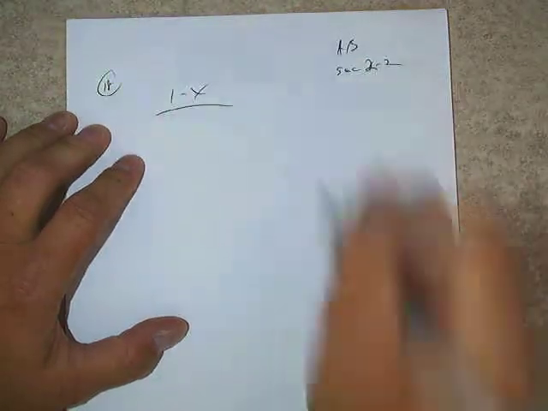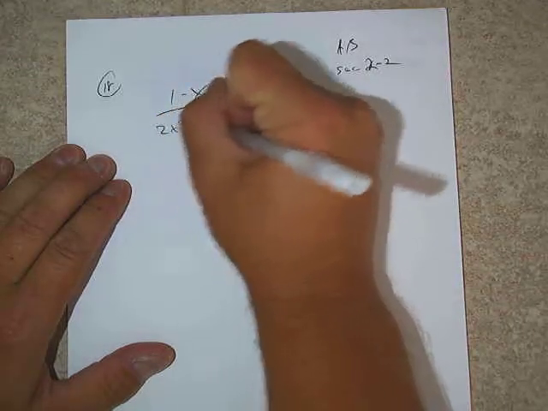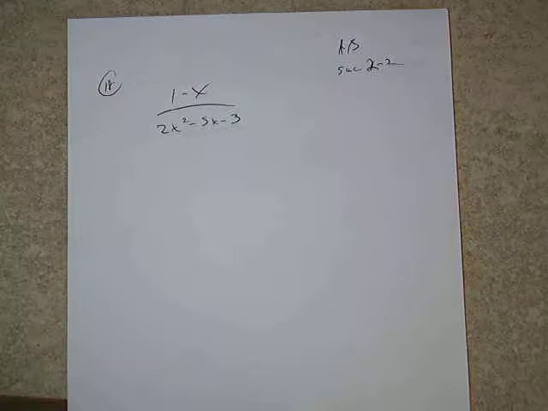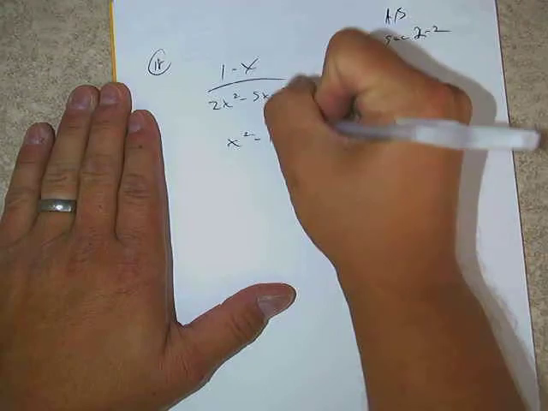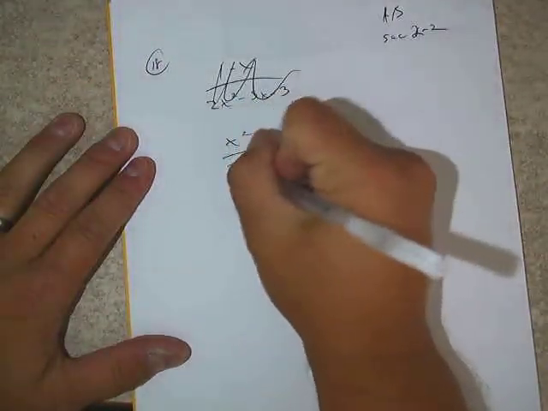1 minus x on top. And then the bottom, 2x squared minus 5x minus 3. And with that function, the issue here in part A is to find, oops, I'm sorry, 20 what? Oh, 18, sorry. So never mind. X squared minus 1 is what it is on top then, and then 2x plus 4.